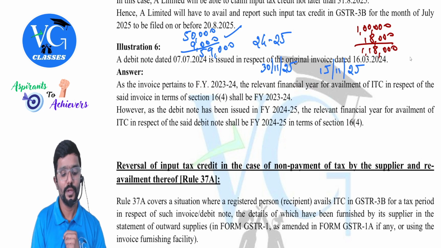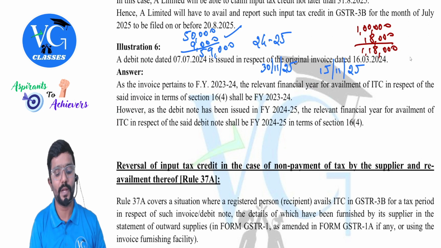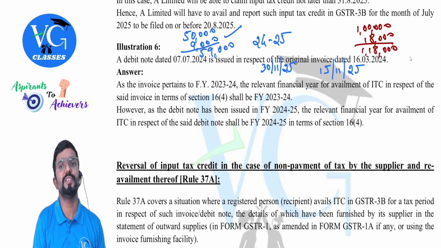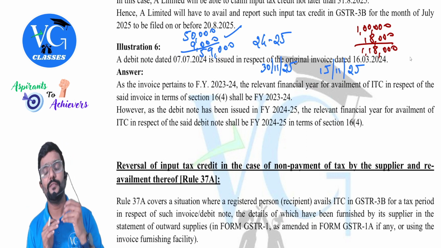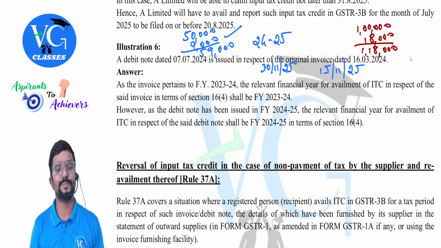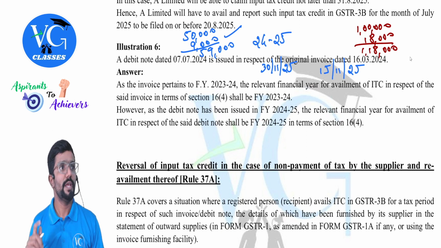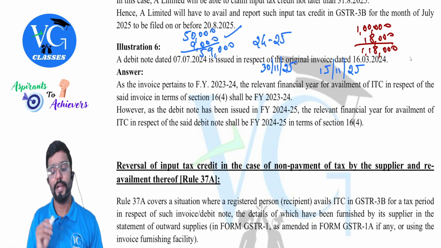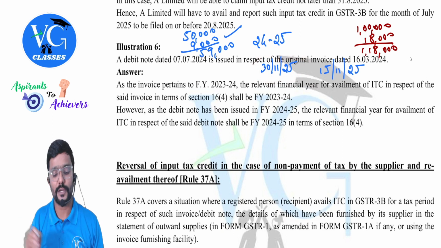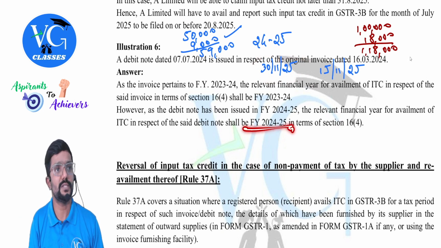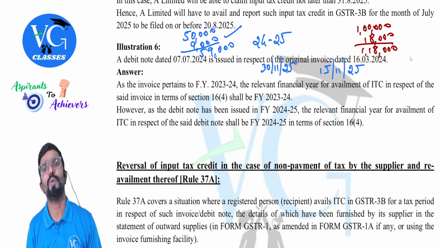Coming to the debit note. However, as the debit note has been issued in the financial year 24-25, you can observe this will fall, July will fall in which financial year, guys? 24-25. The relevant financial year for availment of ITC in respect of said debit note shall be 24-25. If I have to take 30th November of next year, it would be 30th November 2025. And we should also check for this year when the annual return is filed. In my example, I have assumed it to be 15th November 2025.